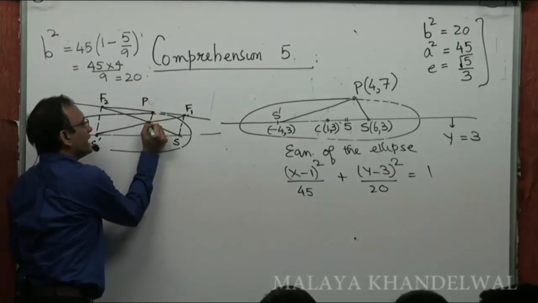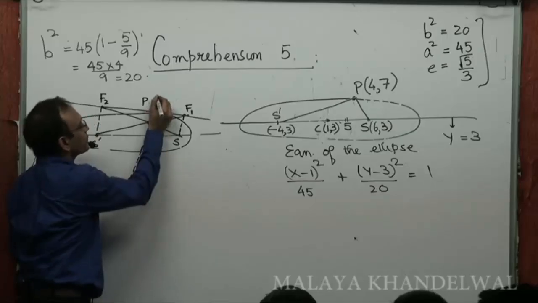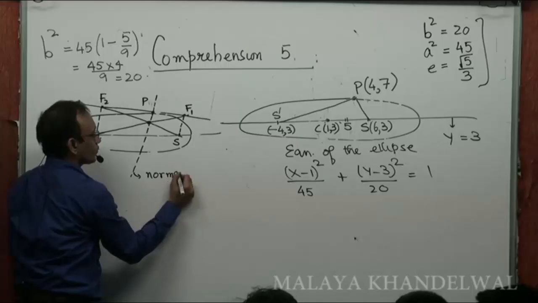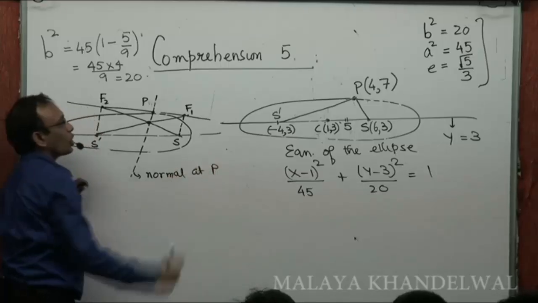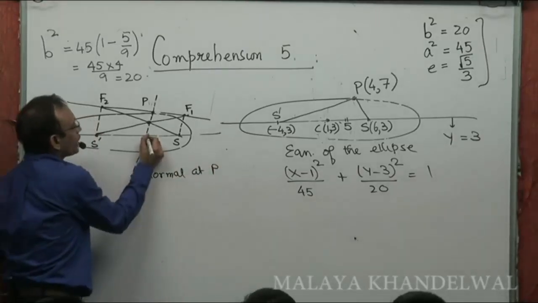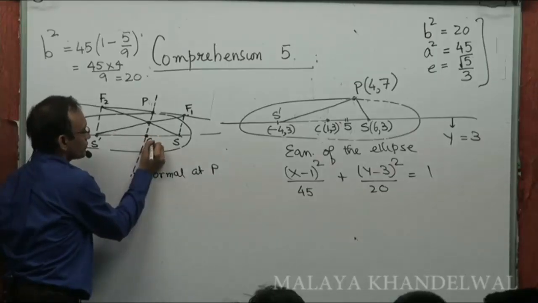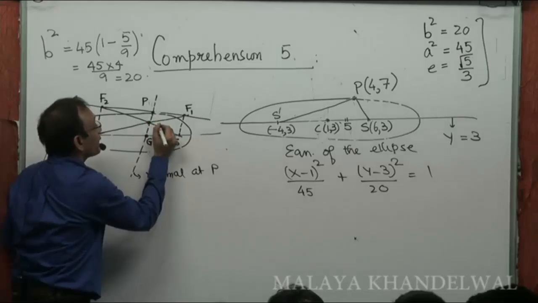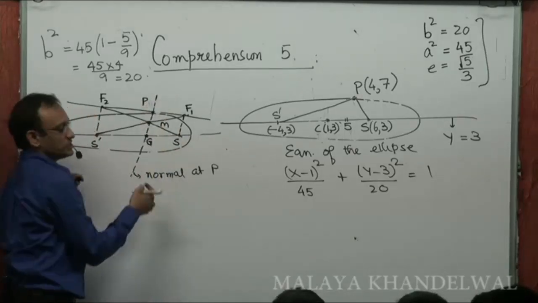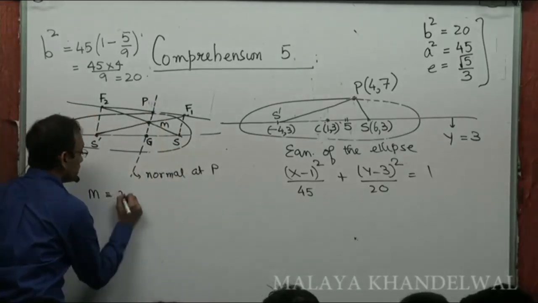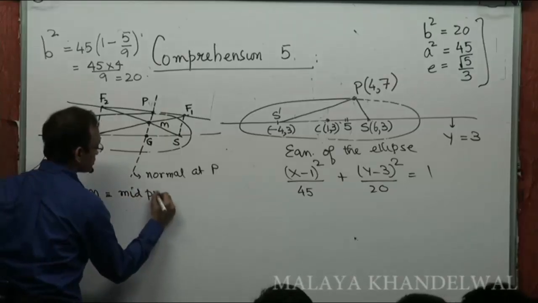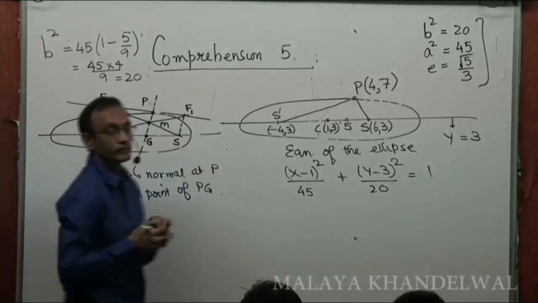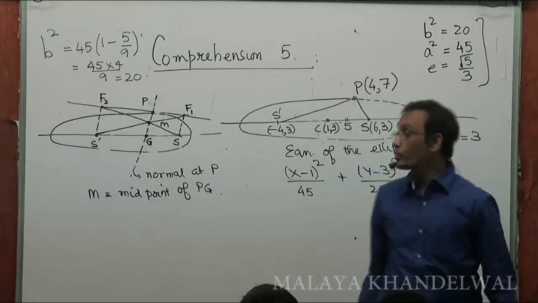If I draw a normal at P, and this normal intersects the axis at G, then this point M will be the midpoint of PG. I claim that M will be the midpoint of PG, and I'll establish that for you in a little while. It's a standard property.